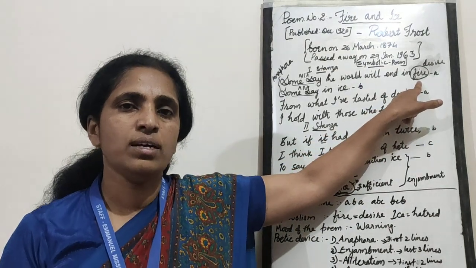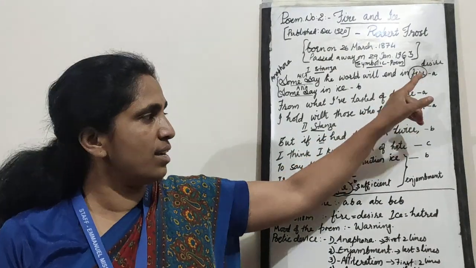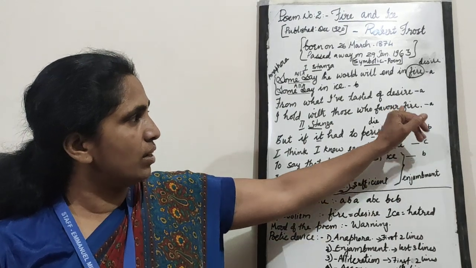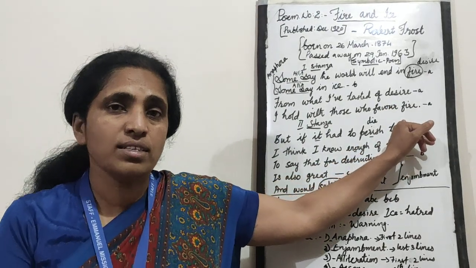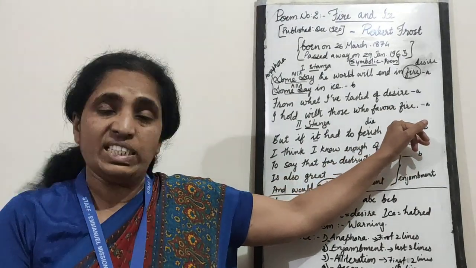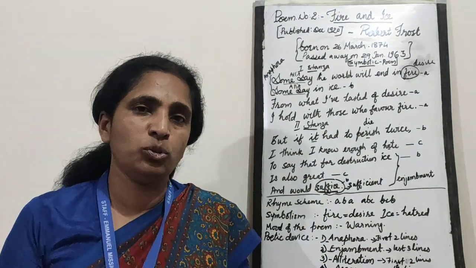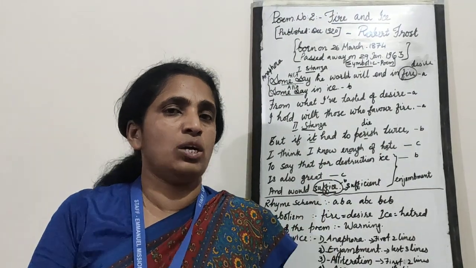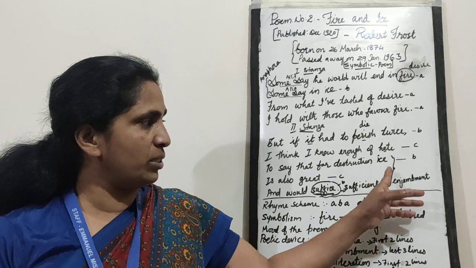Fire means desire of human beings or greediness of human beings, and the second one is ice. Ice is the hate, or hatred mind, of human beings. These two destroy human beings, destroy the world. That is the summary of the poem.